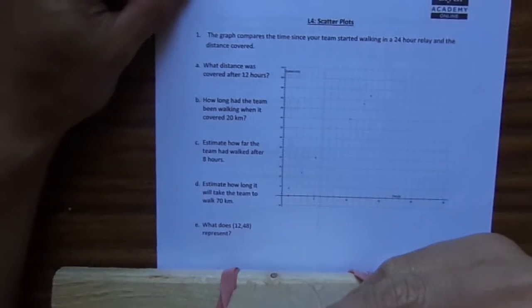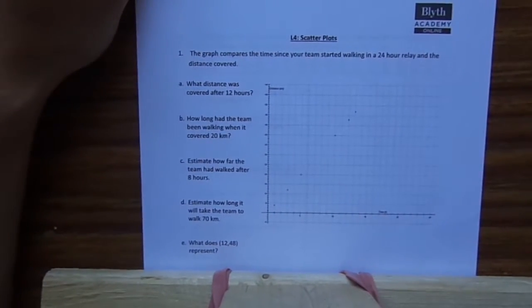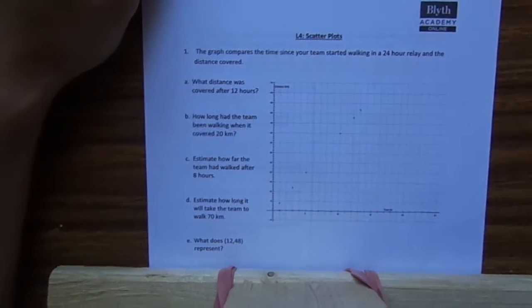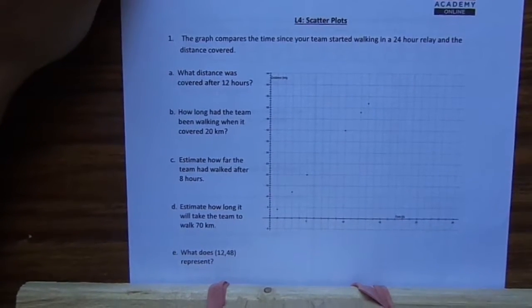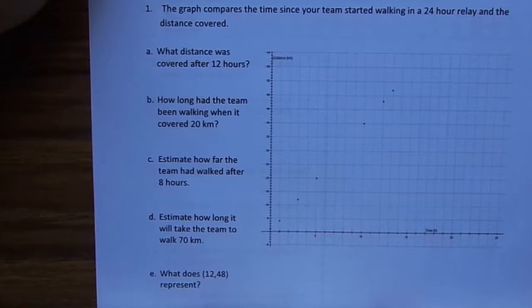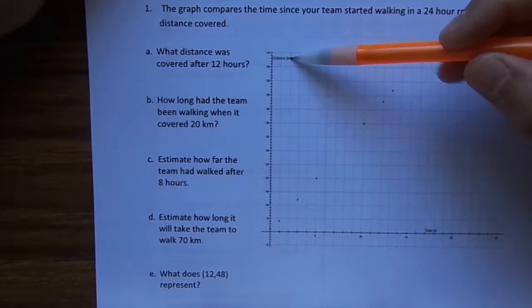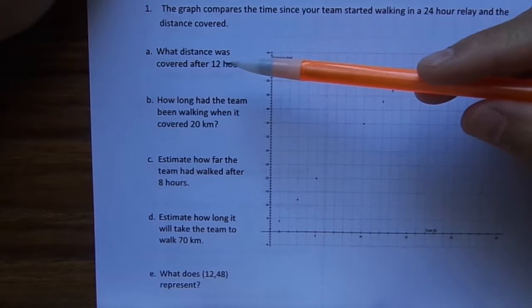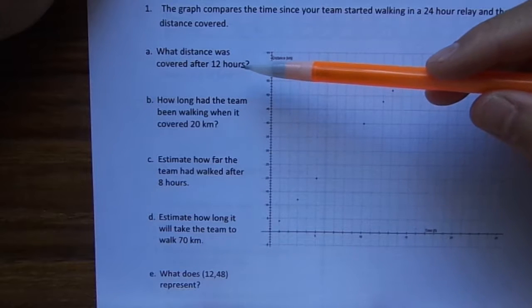So for the first question, it is pretty straightforward. It's to test your understanding of essentially reading a scatter plot. Reading the first question, this graph compares the time since your team started walking in a 24-hour relay and the distance covered. So you see here distance and time. Question A asks, what distance was covered after 12 hours?